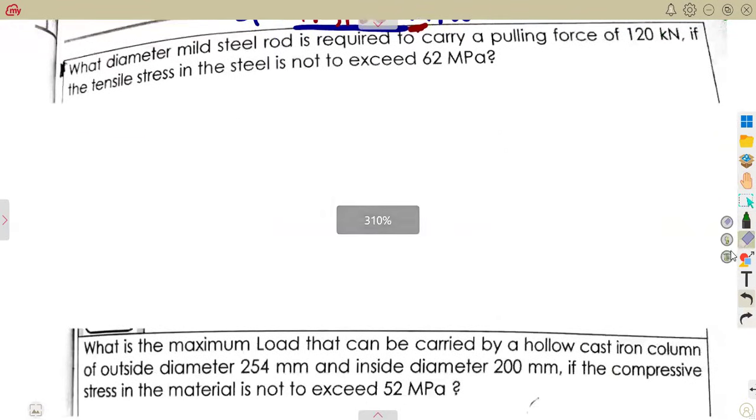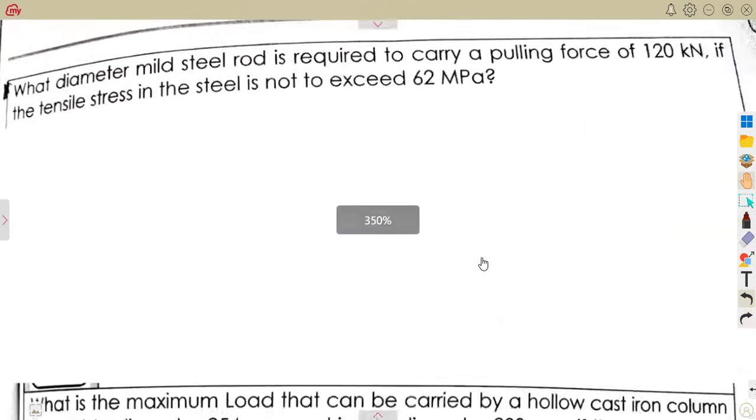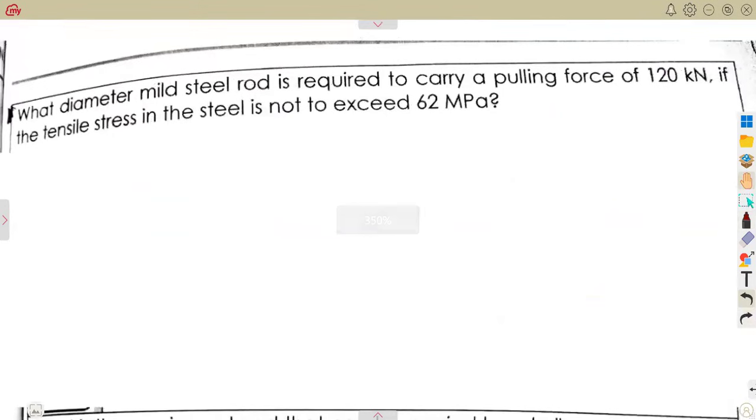On the other part, you are given. Let's consider this question. I just hope it's going to be clear. What diameter mild steel rod is required to carry a pulling force? Take note, pulling. What is it that you're considering? Pull. Meaning you're taking this and you're taking this other one.